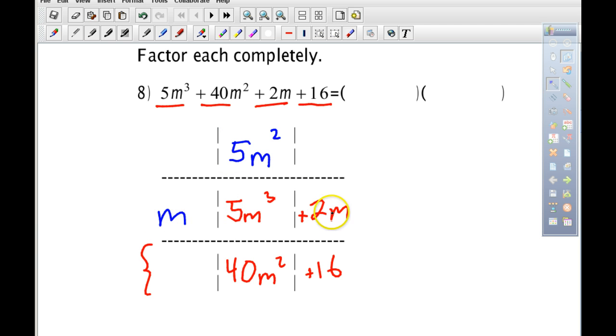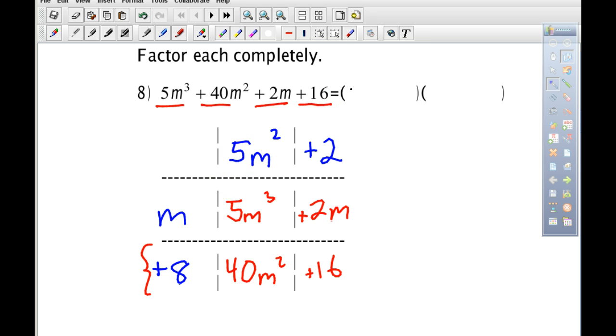n times what is 2n? n times what is 2n? And 2 times what is 16? 8. Positive. And of course, 8 is also the GCF of these two. So it works both ways. I could have just said, what's the GCF of this column, got 8? Or I can say 2 times what is 16. So in every single way, they always should work.